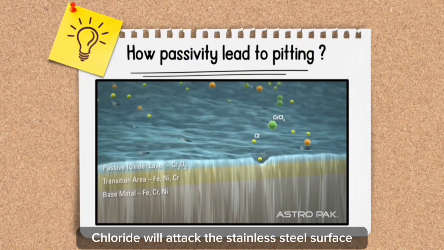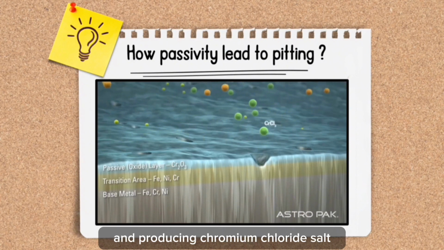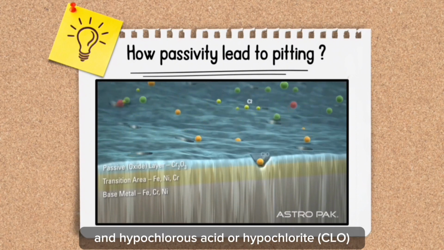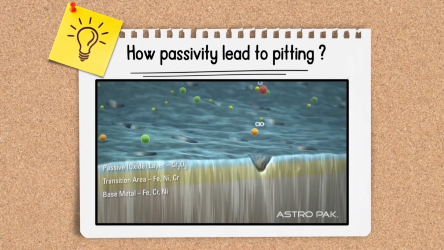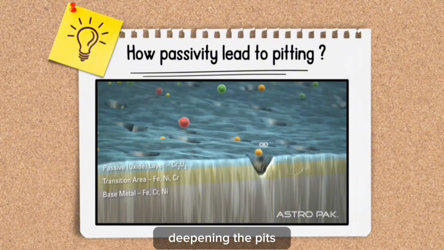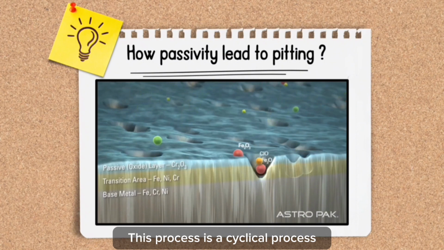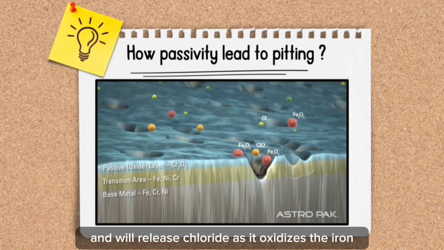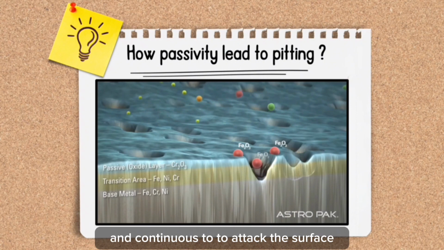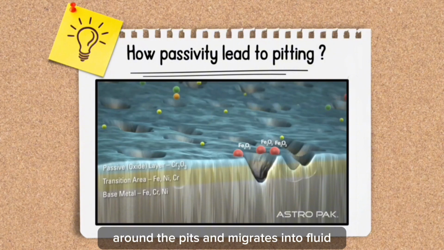Chloride will attack the stainless steel surface, dissolving the chromium oxide passive film and producing chromium chloride salt and hypochlorous acid or hypochlorite, ClO. Hypochlorite will attack the base metal, deepening the pits, forming iron oxide particles. This is a cyclical process and will release chloride as it oxidizes the iron and continues to attack the surface. The iron oxide particles accumulate on the surface around the pits and migrate into the fluid.